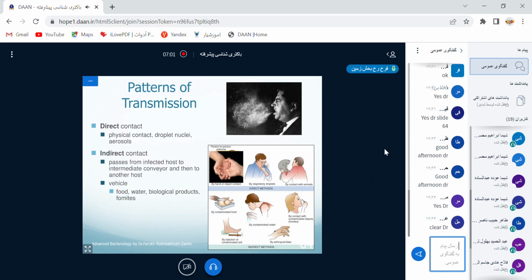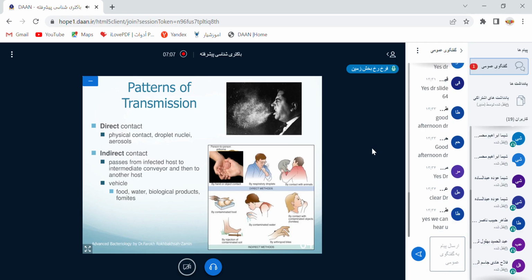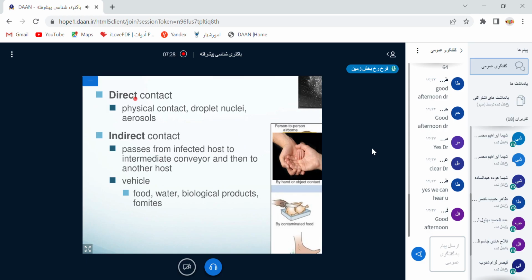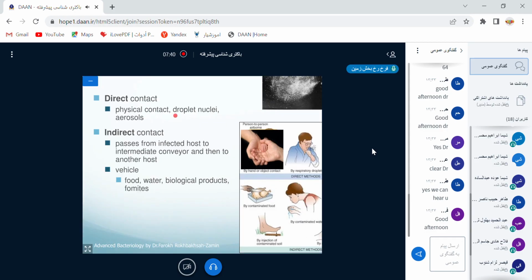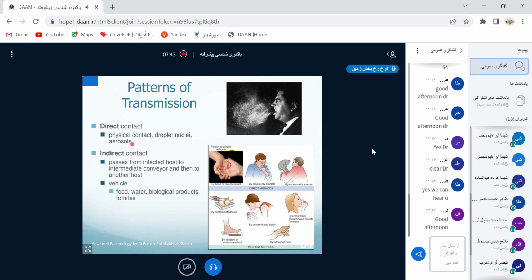Okay, very good. So in the name of God, in order to continue our lecture, we are on page 64, patterns of transmission. We are talking regarding the patterns of transmission. As this slide shows, there are two important ways for transmission. One is direct contact, like physical contact, droplet nuclei, and aerosols.